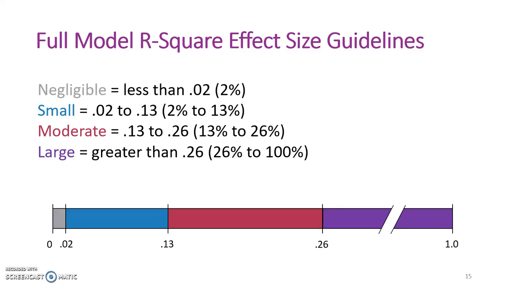So a negligible effect is less than 2%, small is 2% to 13%, moderate is 13% to 26%, and large would be anything greater than 26%. And these are our cutoffs for the full model R-squared, same as in the regression framework.